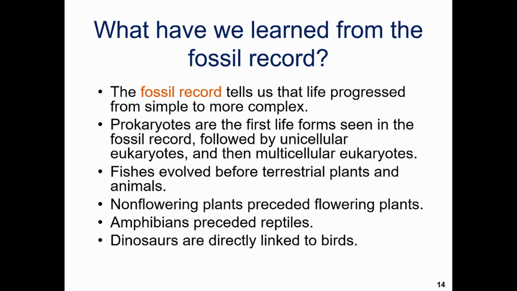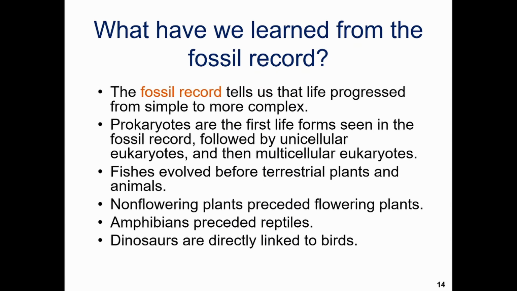But we don't just look at Tiktaalik, we can look at the fossil record as a whole. The fossil record tells us that life has progressed from things that were on the simpler side towards more complex. That prokaryotes came first, and we see those in the fossil record, followed by unicellular eukaryotes, and then multicellular eukaryotes. So we went from simple cells that didn't have any organelles to single-celled organisms that did have organelles to multi-celled organisms that have organelles.